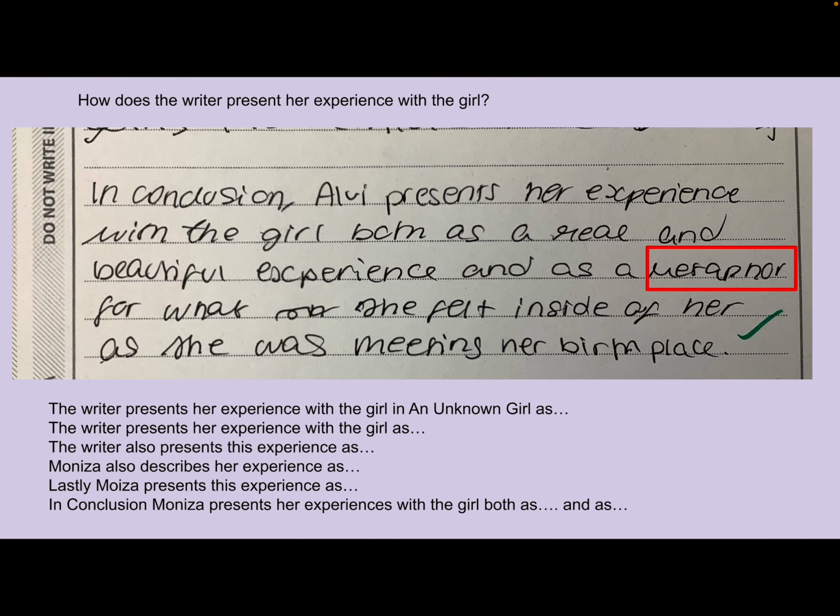The writer presents her experience with the girl in An Unknown Girl as, that was the introduction. The writer presents her experience with the girl as, paragraph 1. The writer also presents his experience as, paragraph 2. Moniza also describes her experience as, paragraph 3. Lastly, Moniza presents his experience as, in conclusion, Moniza presents her experiences with the girl as and as. It's perfect. It's absolutely showing the examiner that you know what you're doing.